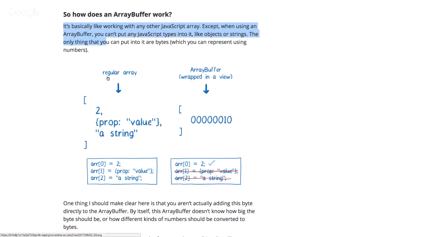And they show an example for a regular array. If you see on the left side, a regular JavaScript array takes a number as the first argument, an object as the second one, and the third one is a string. But in an array buffer, the only thing you can push is anything of type byte. So you can put bytes into it. That's all you can store in an array buffer.